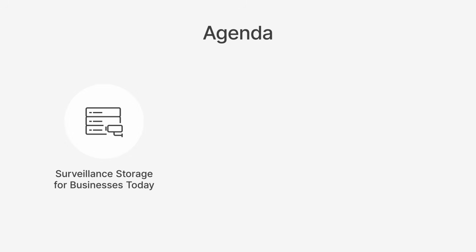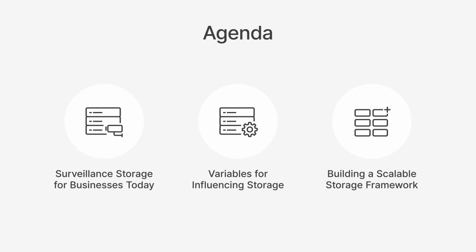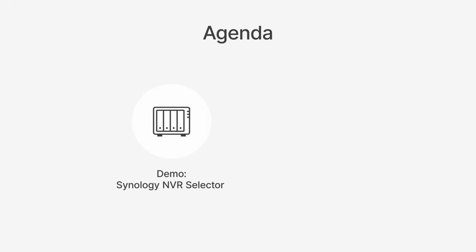On the agenda for today, we're going to take a look at surveillance storage for businesses, and then we're going to move into variables that influence the total storage cost whenever you're running a surveillance deployment. We're also going to discuss how you can build a scalable storage framework. Then we're going to move into a demo on Synology's NVR Selector, a special tool on our website that allows you to calculate how much storage you would need, and how much network you would need, for a specific surveillance configuration utilizing Synology's Surveillance Station. And then we're going to move into managing costs if you're going to use Synology as your NVR or as third-party storage for another surveillance platform that you might be running in your ecosystem.